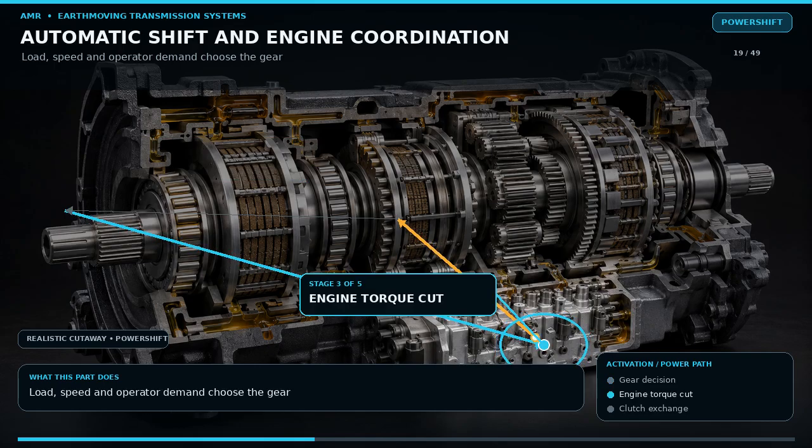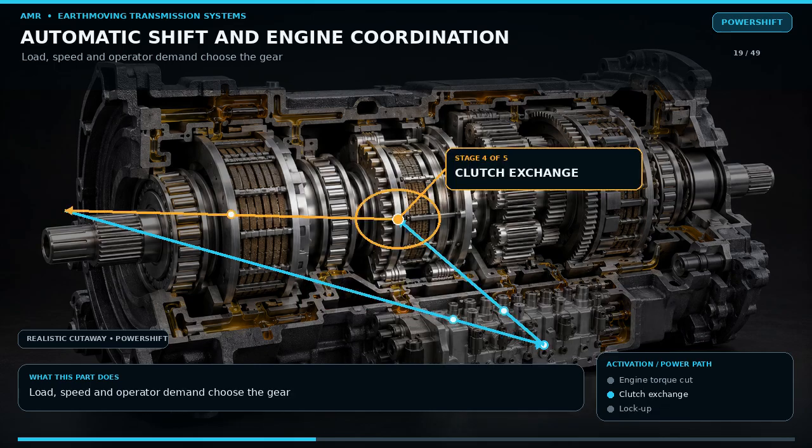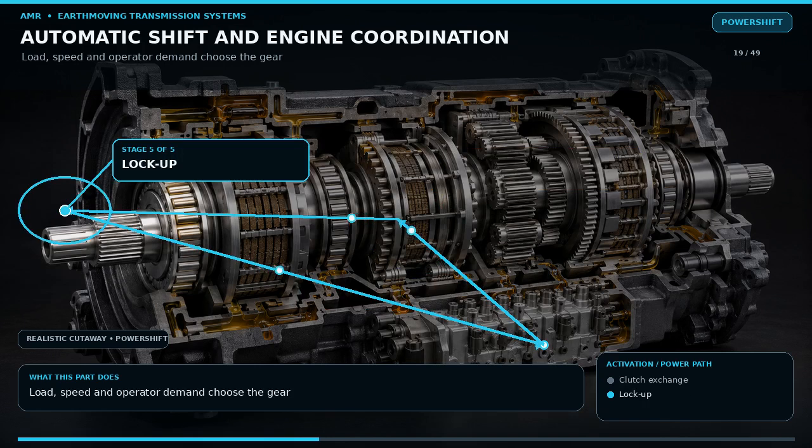Lockup may release for the shift and reapply afterwards. Kickdown logic selects a lower ratio when the operator needs more torque. Some loaders automatically shift to neutral or reduce rim pull when the brake pedal is pressed, preserving hydraulic power and reducing brake wear. A fault in an engine speed sensor, output speed sensor, data link, or brake input can therefore change shift behavior even when the clutches are mechanically sound.